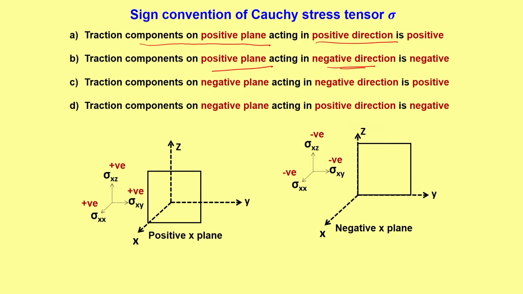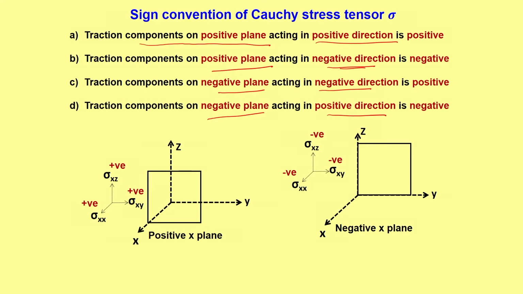Similarly, if you have a positive plane and the traction component is acting in negative direction, it is negative. For negative plane, if the traction component is acting in negative direction, it is positive. And the final case is negative plane with traction component in positive direction, it is negative. So, this is one sign convention. There are numerous sign conventions available, and one may use one at his convenience, but if you follow one sign convention, you need to follow it throughout. So, this is one convenient way of defining sign convention.